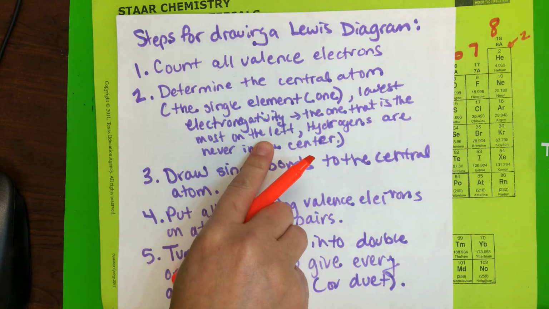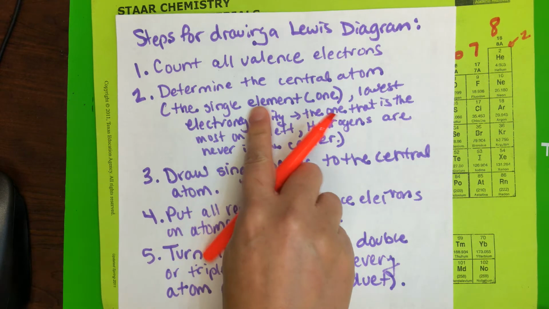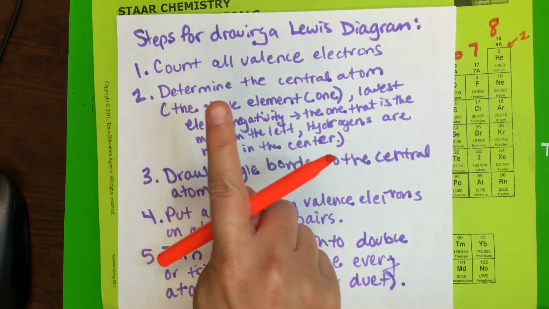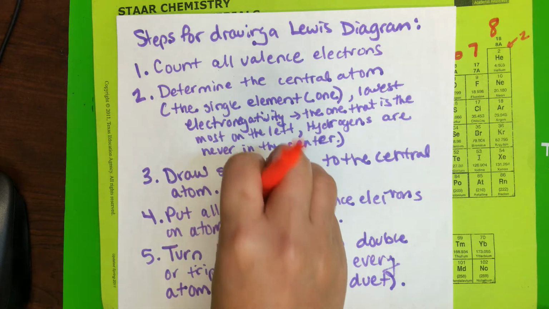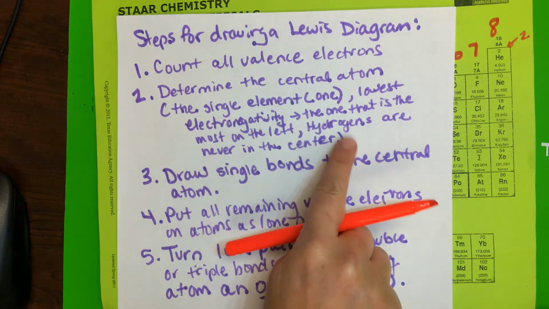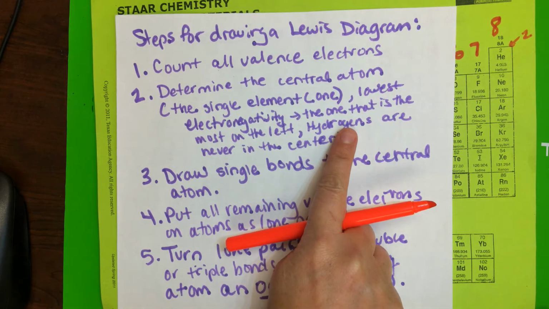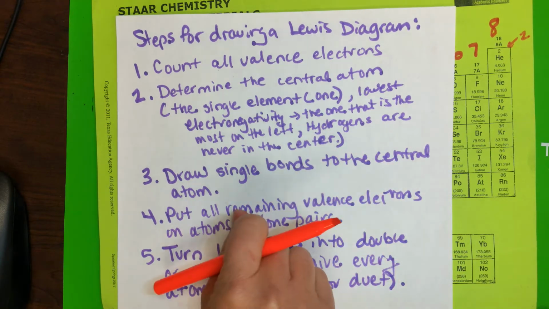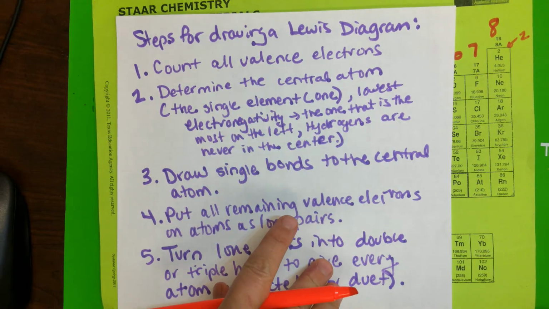So you're going to be looking at that, and you have to look at the one that is the most single, the one that is 1. It's only one of them. That's the one that usually goes in the center, unless it's a hydrogen. If it's hydrogen, then hydrogens never go in the center. They always go outside. Okay.